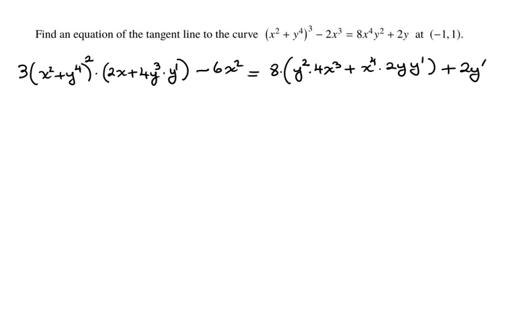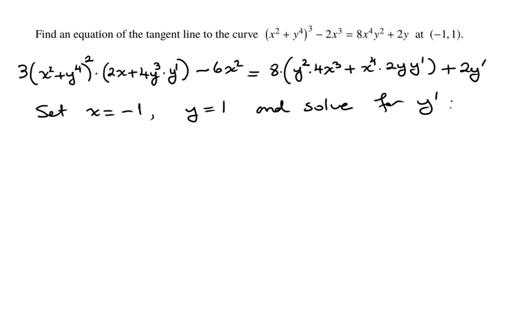So we are going to find the slope in here, y prime, at this point. So there is no need to solve for y prime in general. I'm going to set x equals -1 and y equals 1, and then we will solve for y prime. So let's see. If I plug in -1 and 1, this becomes 3 times (1 plus 1, which is 2) to the 2, times 2 times -1 plus 4 times 1 cubed times y prime. So there's y prime in here.